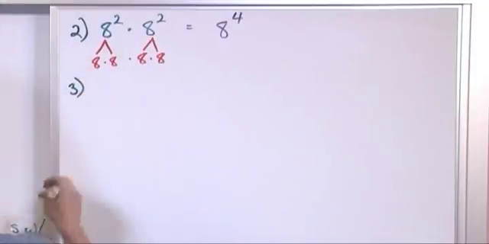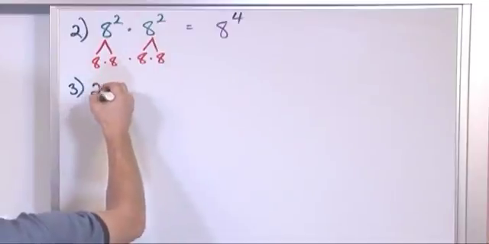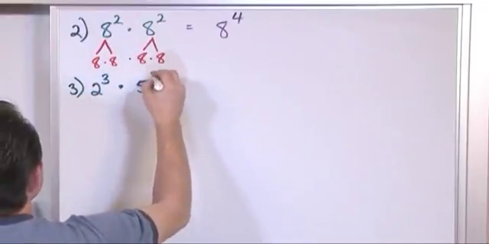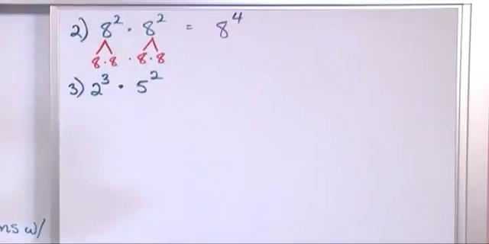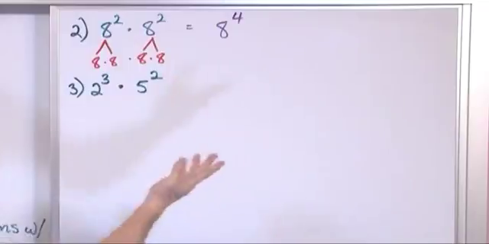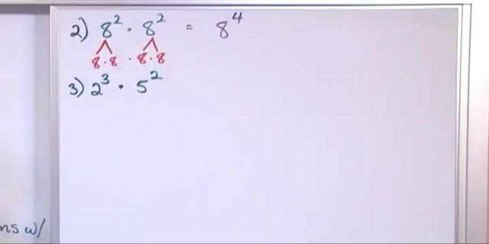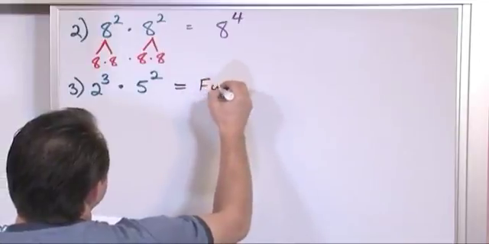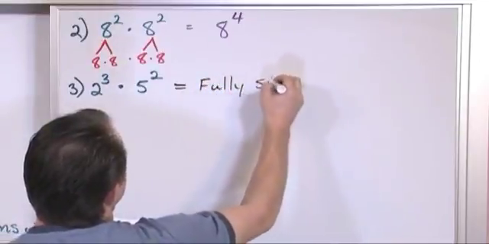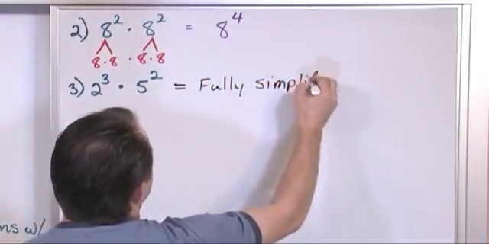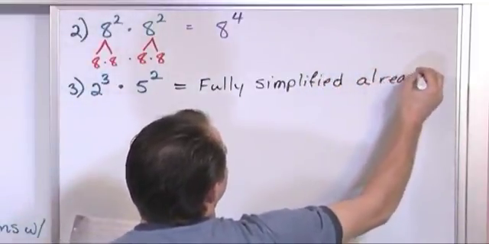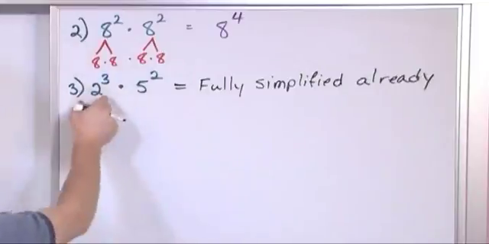All right, number 3. Let's say I have 2 cubed multiplied by 5 squared. What do we do there? Well, we look first to see: are the bases the same? The answer is no. The bases are not the same, so there's nothing else I can do. I just write something like "fully simplified already," just to tell you that we've looked at it.